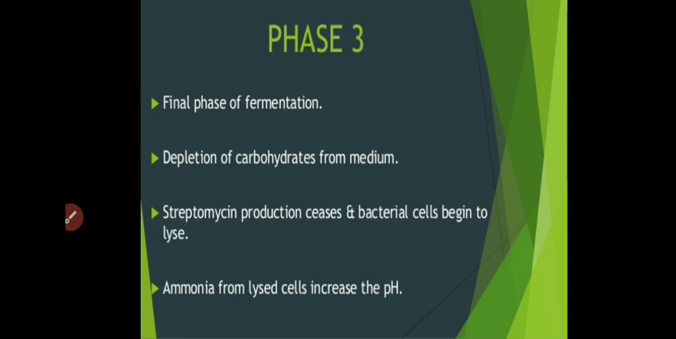As in phase 3 the cells break, ammonium is released from the lysed cells, which leads to an increase in the pH. An increase in the pH above 8 indicates the streptomycin has been produced completely and the process of fermentation is being completed. So here phase 3 stops and the final production of streptomycin is completed.